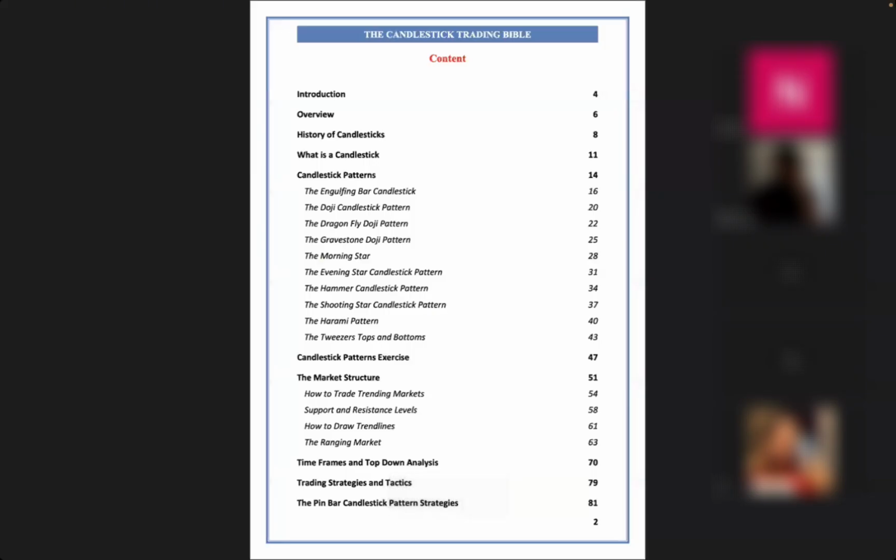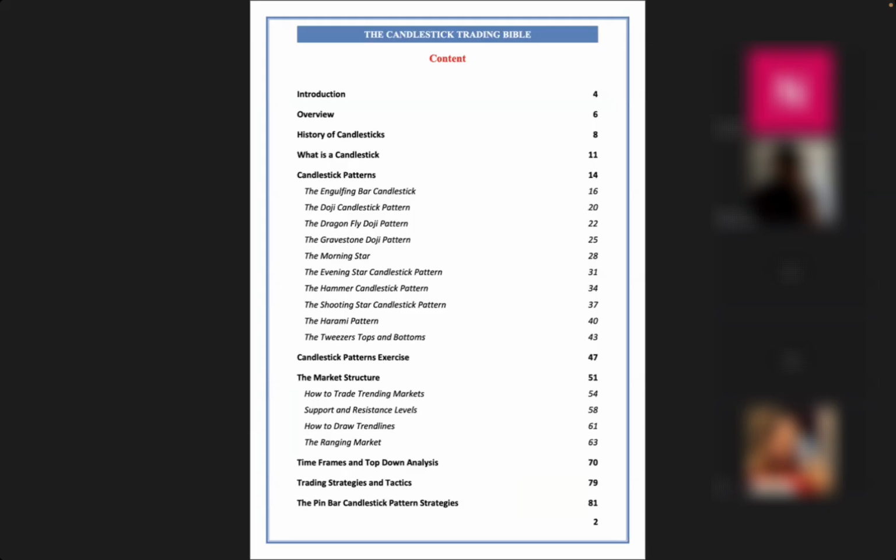Right, so for the past I don't know how many weeks, we've been tackling candlesticks basically, and we've completed all the candlestick patterns. So we are moving on to market structure.